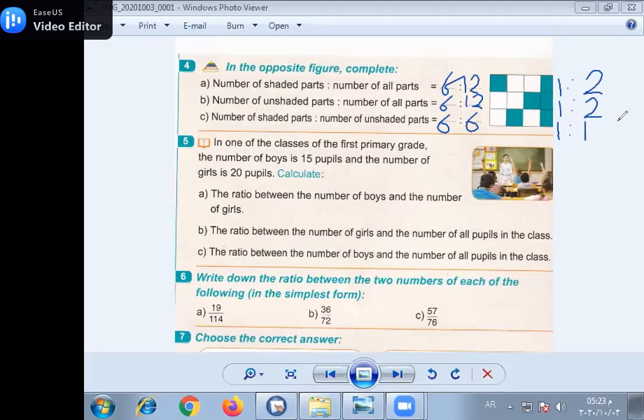And this is what we mean by the ratio 1 to 1. For each or every shaded part there is an unshaded part. Okay, let's go ahead and answer the second question, and this question is from the school book. It says, in one of the classes of the first primary grade the number of boys is 15 pupils, and the number of girls in this class is 20 pupils.